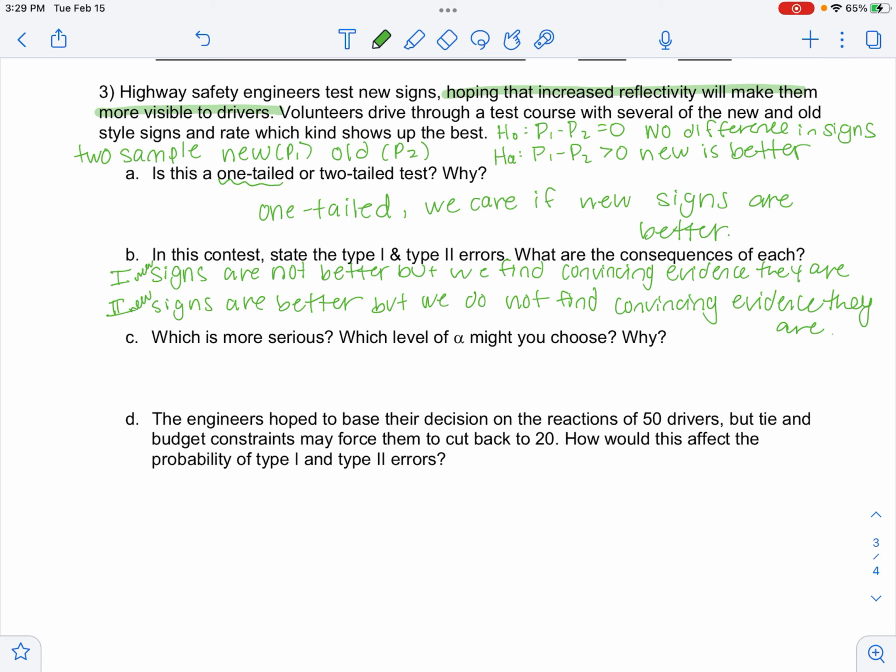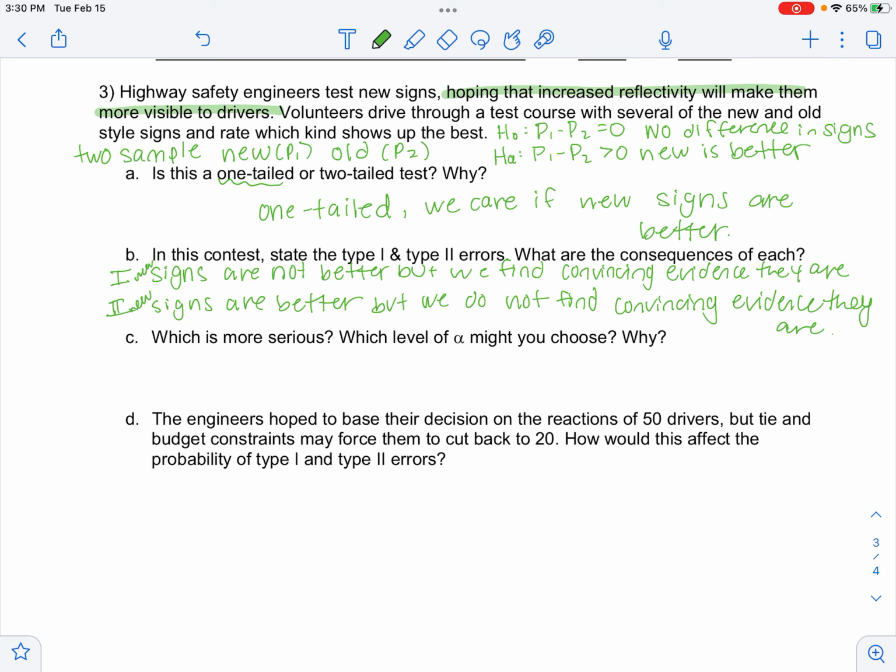Now, consequences. If the signs are not better, but we find convincing evidence they are, then we spend a lot of money going out and we buy all these new signs and we put them on the roads, and actually they aren't any better. If the signs are better, but we don't find convincing evidence that they are, well, then we miss a chance to put out better signs.